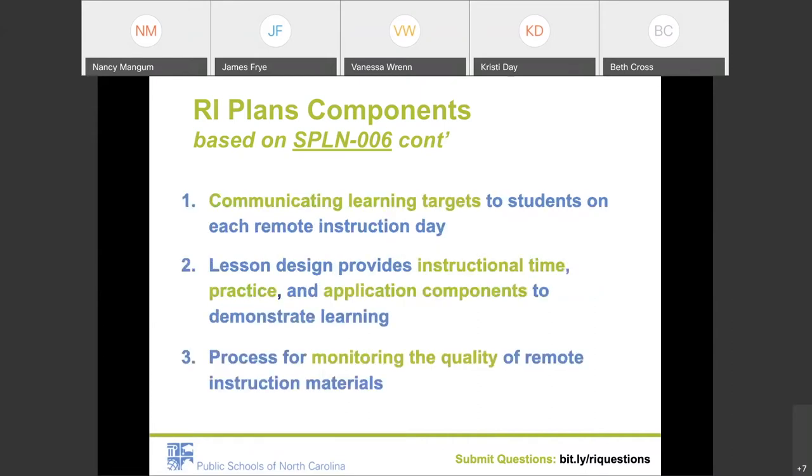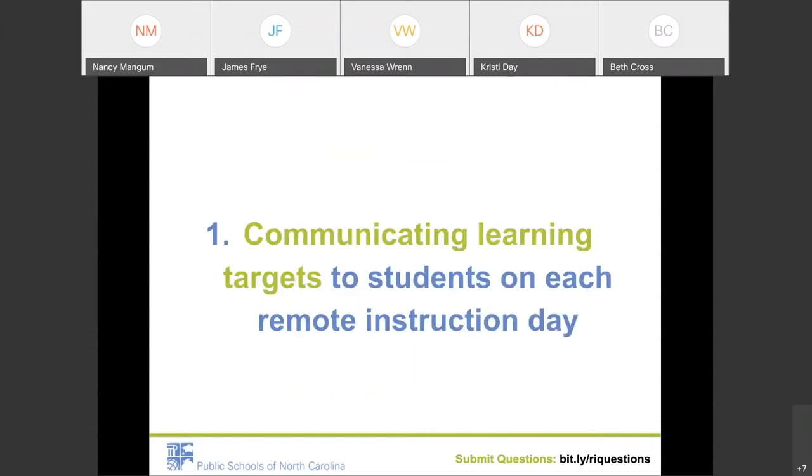All right. Thank you, Vanessa. So we will start by showing you, we've broken down the three into three sort of separate components, the component that we're about to discuss. So we're going to start by talking about, on the next slide, communicating learning targets to students on each remote instruction day.